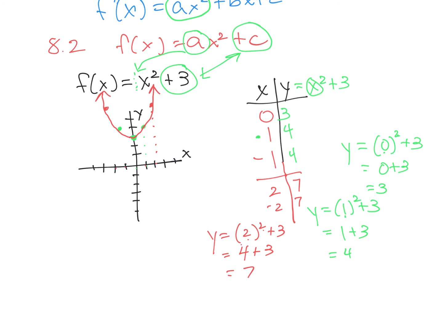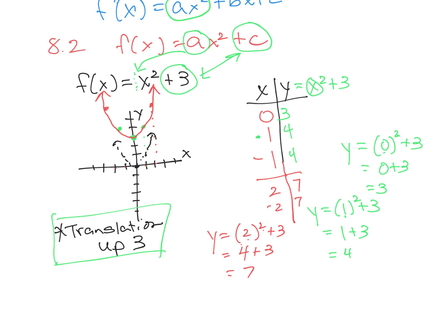So let's look. What happened? What did that 3 do? Hopefully you can see it moved. Your parent function, remember, was down here. This is what we're basing all of our functions on. I'll make it a little dashed line here. And it moved it up 3. So your vocab word today is a translation up 3. You will need to understand how that is moving. It moved that parent function up 3.